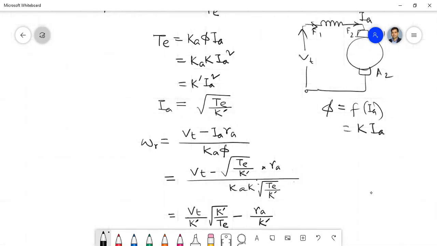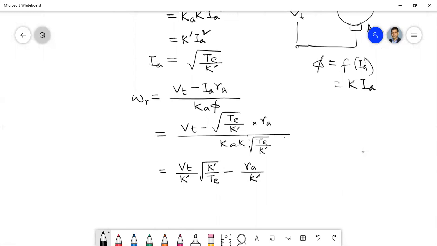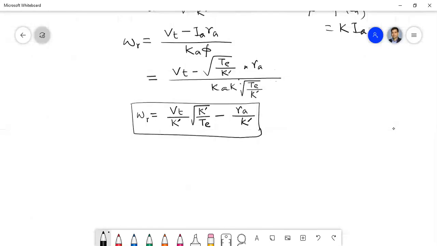Can you tell me what type of curve we will get if we plot this torque versus omega R now? It's a complicated expression, but you only have to say the nature of the curve. What type of nature can we predict from this? If we plot TE versus omega R, what type of curve should we get? It is a function of 1 by root over TE.